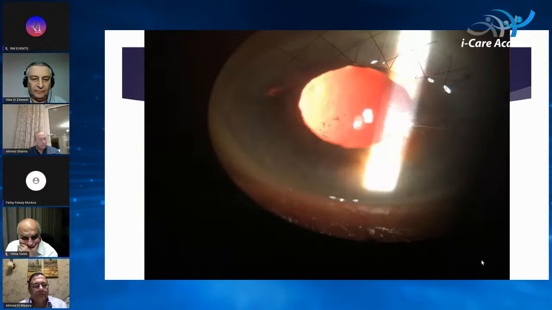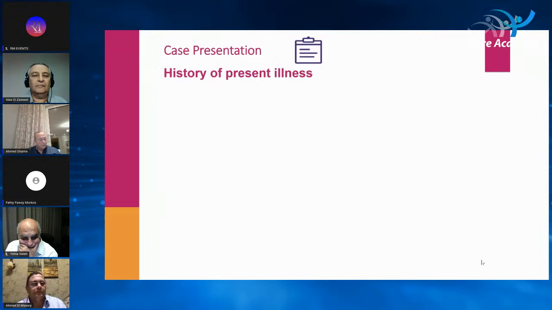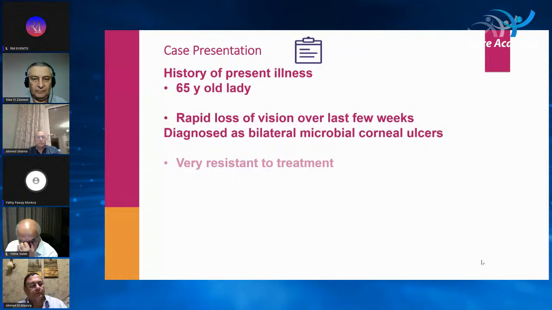And the second case actually was a lady, 65-year-old, with rapid loss of vision over the last few weeks. And this time it was diagnosed as bilateral microbial corneal ulcers. Again, very resistant to various kinds of antimicrobials.